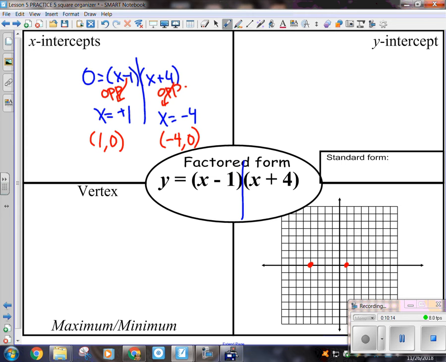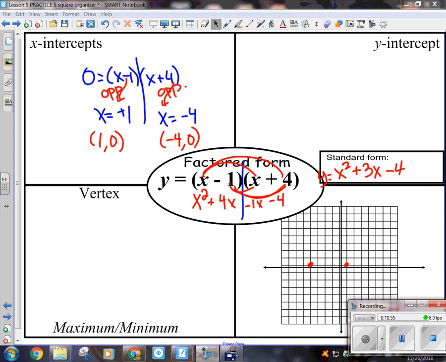Can anybody help me do standard form right now? What would I do to go from factored form to standard form? Lobster claw. I want to pause, see if you can figure out standard form, and when you do, I'm hoping you can tell me what the y-intercept is just like that. We're all about trying to figure out the easiest way to do it. So we lobster clawed x minus 1, x plus 4, we got x squared plus 3x minus 4.